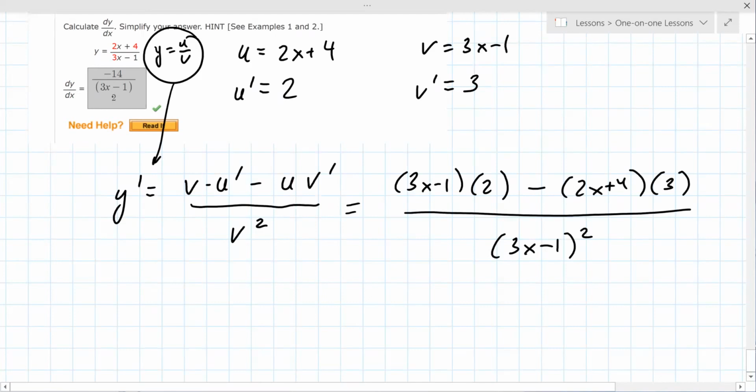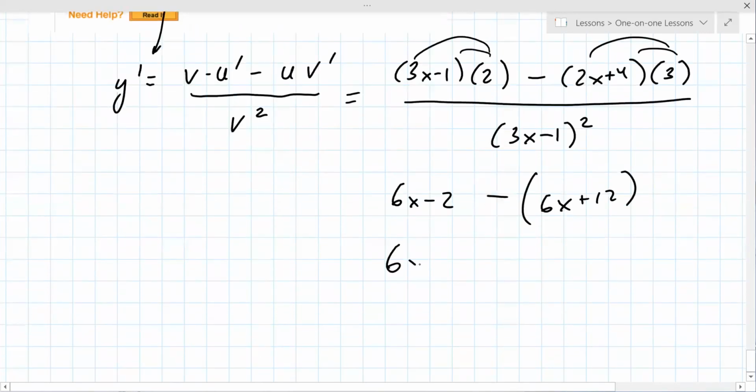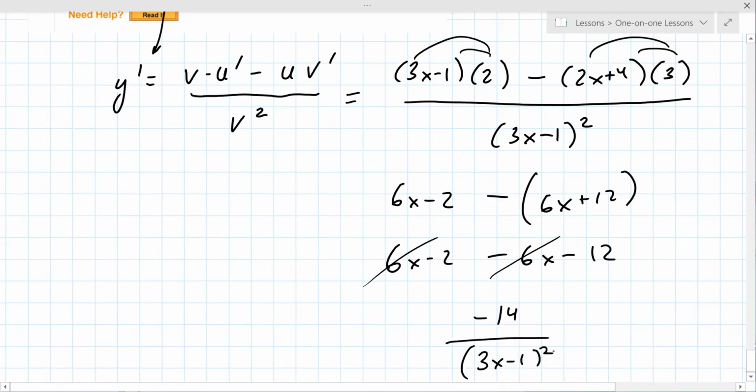So that's how you got the bottom part. Go ahead. Do I just simplify it then? Yeah, so we're going to distribute this 2, distribute this 3. So the top becomes 6x minus 2 minus, and this is going to apply to everything, so I'm just going to wait to do that, 6x plus 12. Okay, so now I'm going to distribute that negative, minus 6x minus 12. Those cancel, and you're left with minus 14 over (3x minus 1) squared.